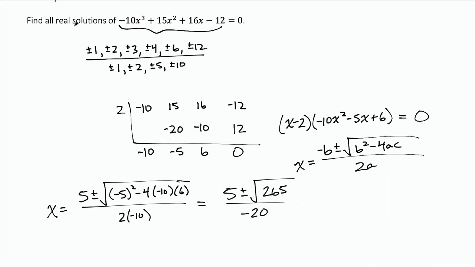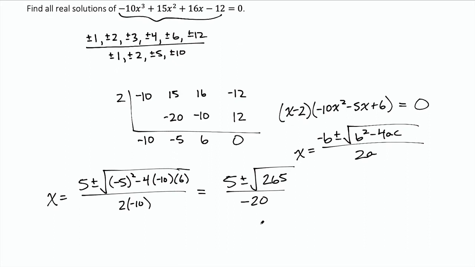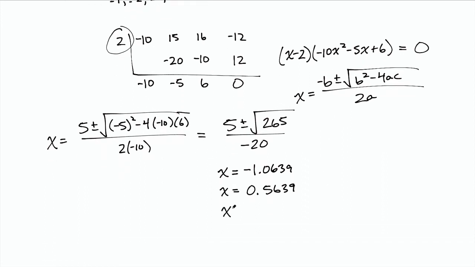But we've got these two solutions. These are real solutions. And if we'd like, we can plug these into the calculator, and we would get our two other answers. We'd get x equals approximately negative 1.0639, and x equals approximately 0.5639. So those are the two other real zeros. So all of our zeros are x equals 2, and those other two. Those are all our real zeros.